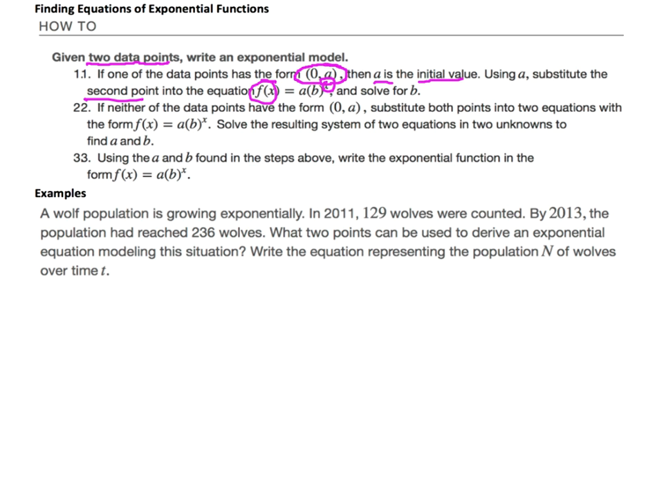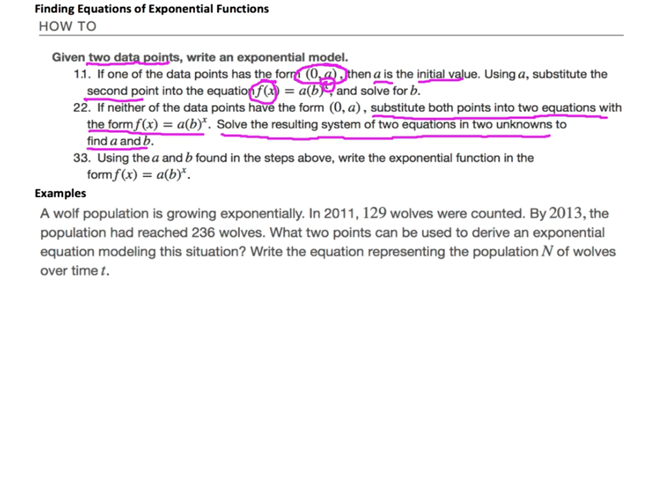If neither of the data points is your initial value, or your y-intercept, basically, then you're going to substitute both points into the equation of the form a times b to the x, and solve the resulting system of two equations and two unknowns to find a and b.